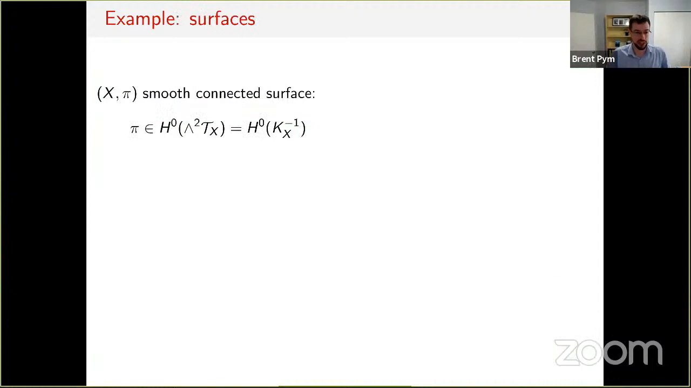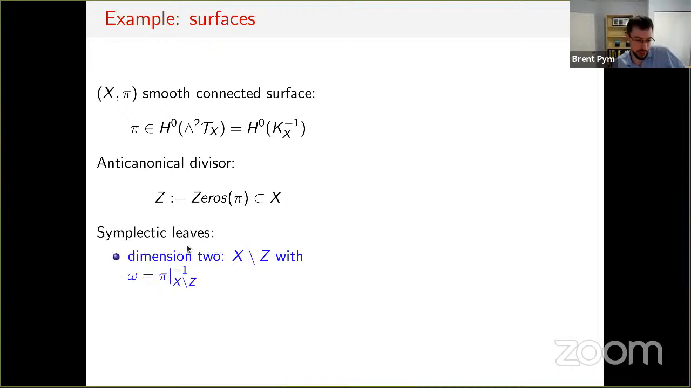Okay, one more example, because I'm going to use it on the next slide. So if I have a surface, then a bivector is the same thing as a section of the anticanonical bundle. So the 0 locus of the bivector is an anticanonical divisor, and I get 2 types of symplectic leaves. There's a 2-dimensional leaf, which is the complement of the 0 locus. That's where it's non-degenerate, and the 2-form is the inverse of the bivector. And then there are the points of this anticanonical divisor, which are their own symplectic leaf. So they're a bunch of 0-dimensional symplectic leaves.